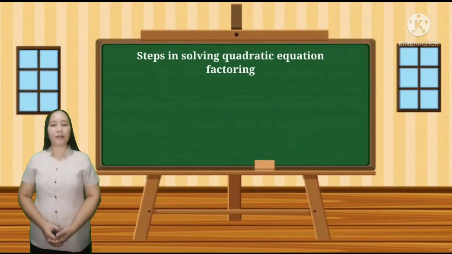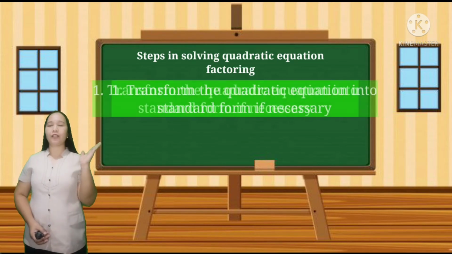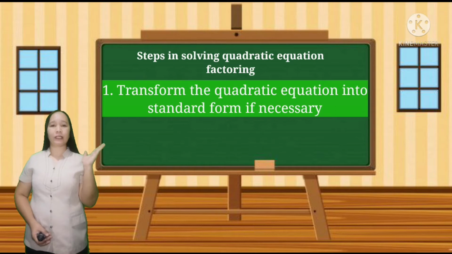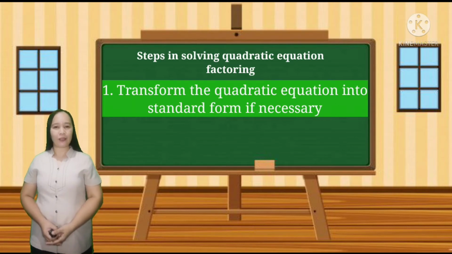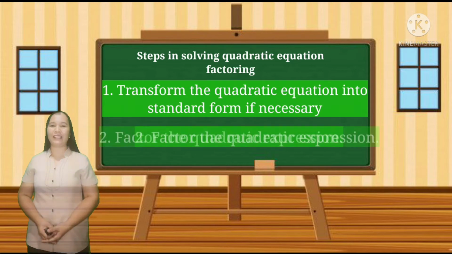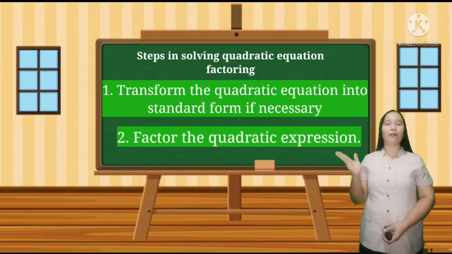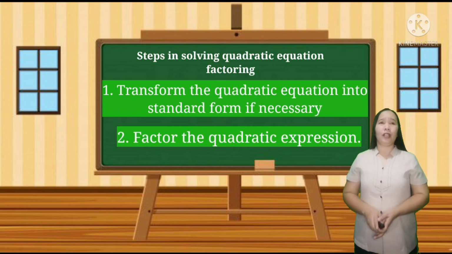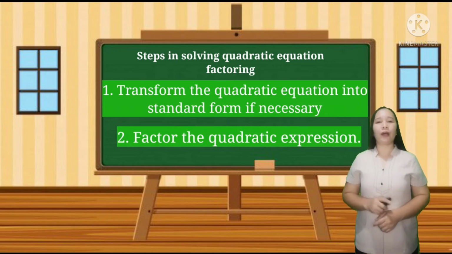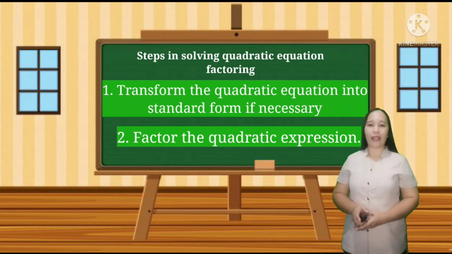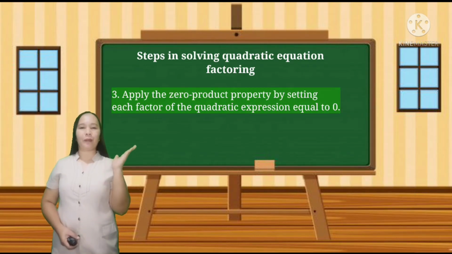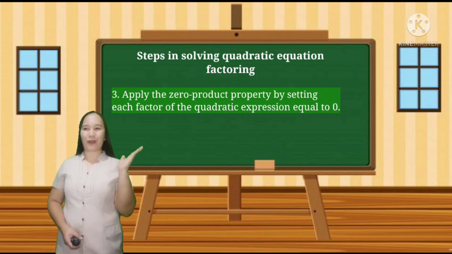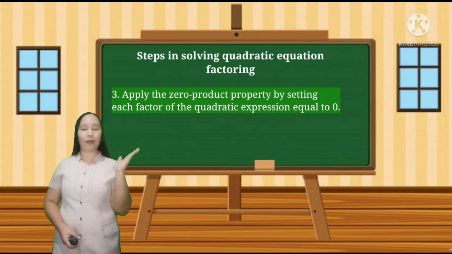Okay, here are the steps in solving quadratic equations by factoring. Number 1, transform the quadratic equation into standard form. Rewrite the equation in the form ax squared plus bx plus c equals 0. Next, number 2, factor the quadratic expression. You are going to apply what you learned in grade 8. Step number 3, apply the zero product property by setting each factor of the quadratic expression equal to 0.